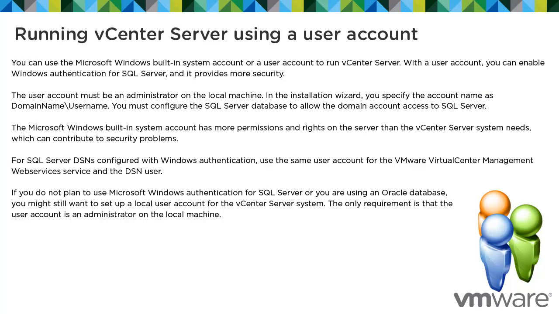You can use the Microsoft Windows built-in system account or a user account to run vCenter Server. With a user account, you can enable Windows authentication for SQL Server, and it provides more security. The user account must be an administrator on the local machine. In the installation wizard, you specify the account name as domain/username. You must configure the SQL Server database to allow the domain account access to the SQL Server.